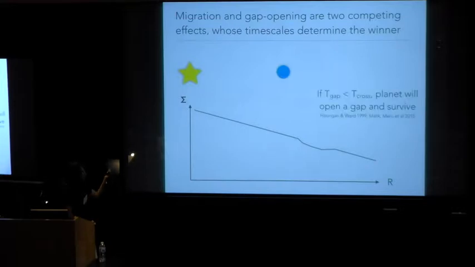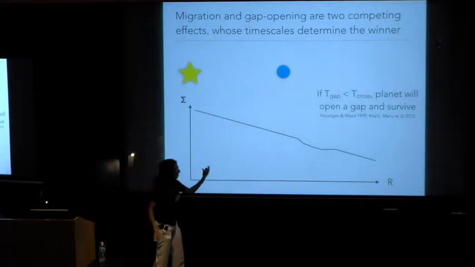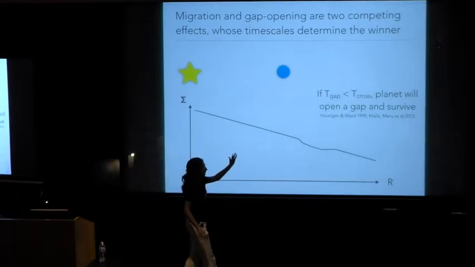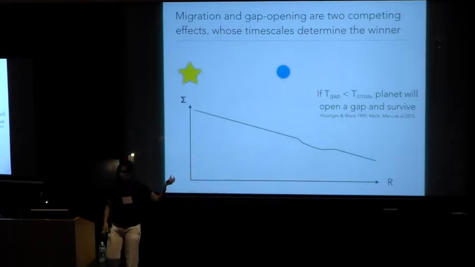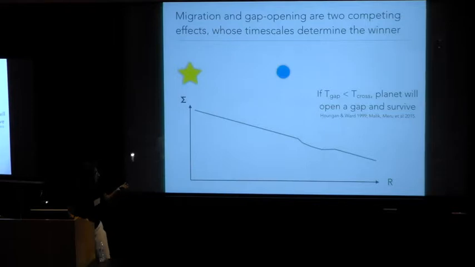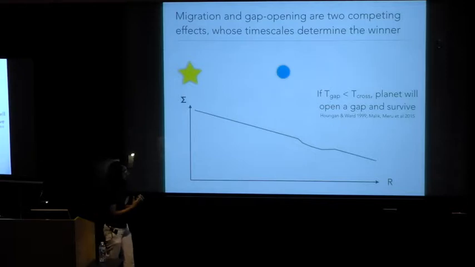Now, if it moves in too rapidly, then it's simply going to move out of that region where it started carving out the gap, and it will have to start the whole gap opening process again. But if the timescale on which the gap can open is much less than the timescale on which the planet migrates, then it will in fact open up a gap and survive. So there's really a timescale issue here that we also need to consider.